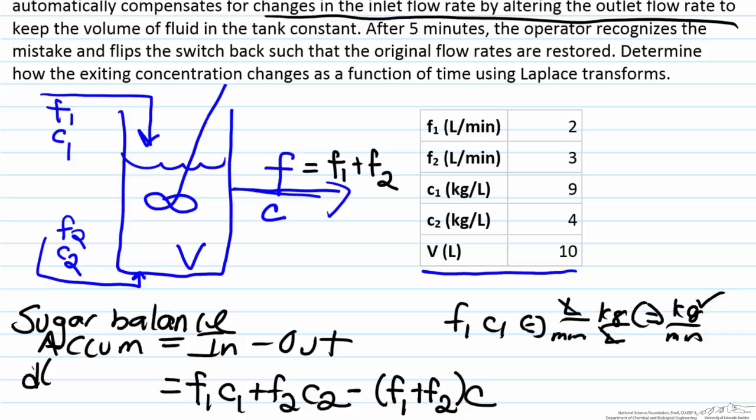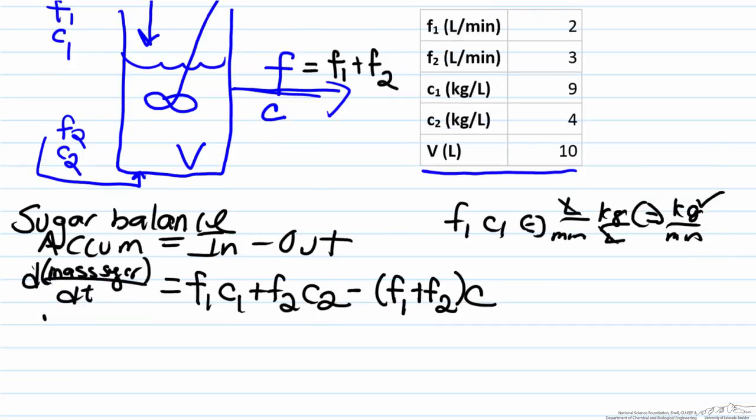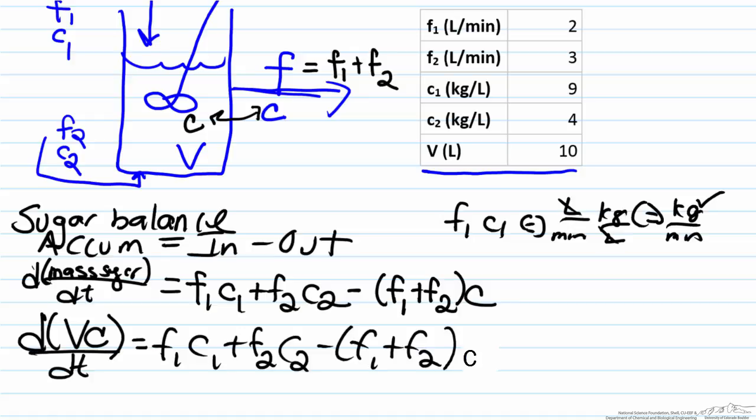The accumulation will be the derivative of the mass of sugar present as a function of time. That will simply be our volume multiplied by some sort of density, which in this case can be represented by concentration. So we multiply V times C, because since the tank is well mixed, the concentration exiting the tank is the same as the concentration inside the tank. So you have d(VC)/dt. We can factor the V out.